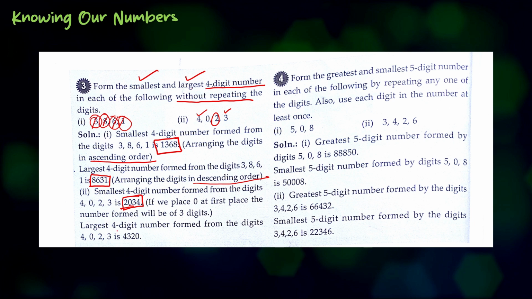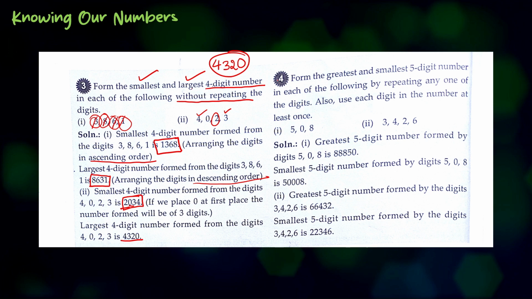Let's find the largest 4 digit number. So largest 4 digit number, so which is the biggest number? 4. So we'll put 4. Okay, and the next biggest number is 3, and the next bigger number is 2, and then 0. Okay, that's how we got 4320 as the largest 4 digit number.